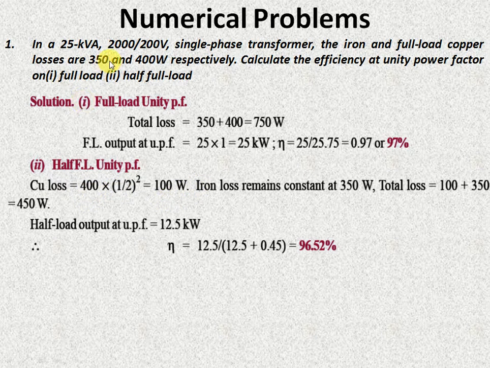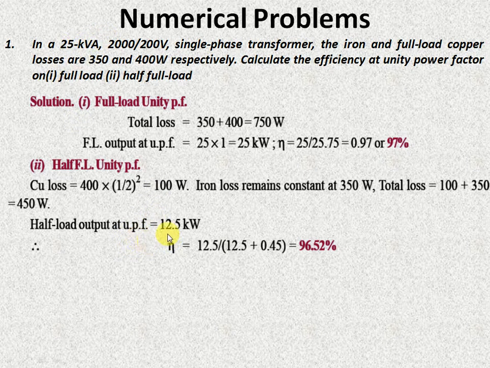The iron loss remains the same. Whatever the load condition, the value of iron loss will always be constant. So in this particular case of half full load, the total losses will be 450 watts. And at half full load condition, as the rated current is half, definitely the output power also will be half.